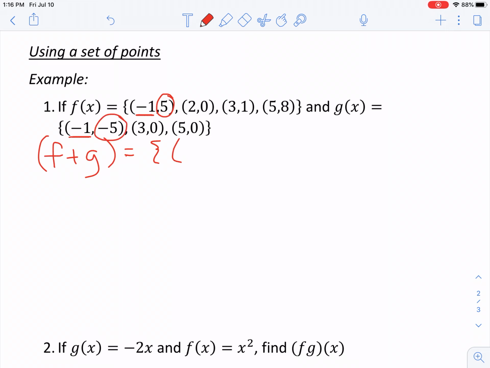So we keep the x coordinate the same, just like we did with the graph. We just went over to x equals negative 1, and we just added the y coordinates. 5 plus negative 5 is 0.